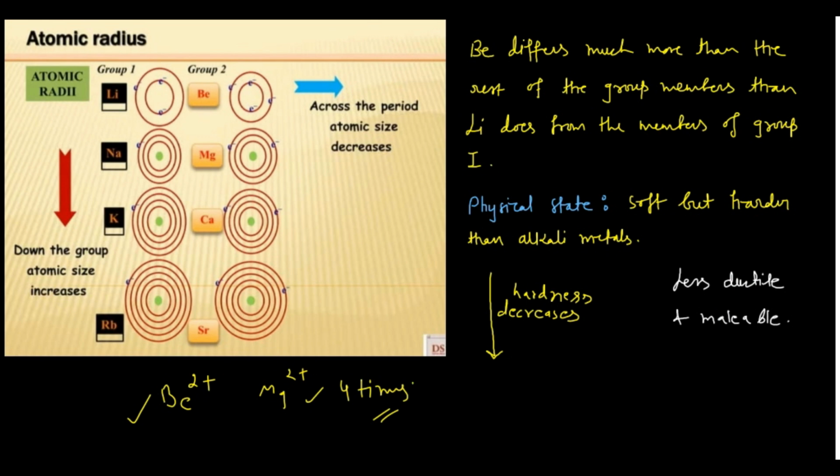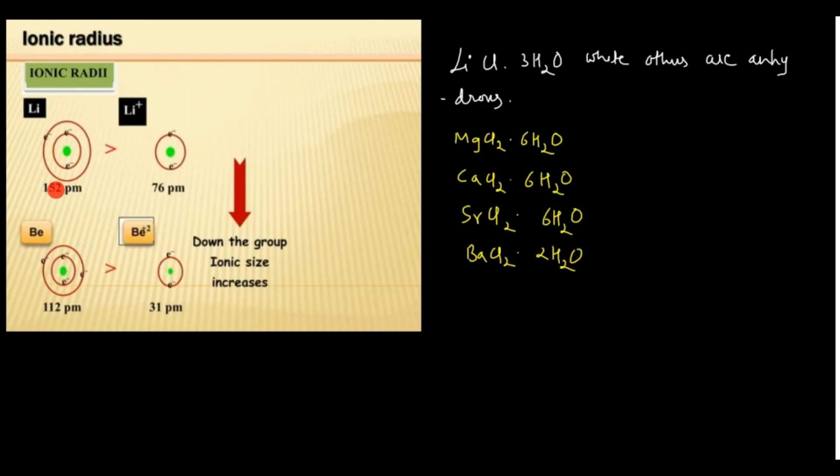Now, what is there in the next slide? Ionic radii again. I have explained this. See here the difference. The lithium atom is around 152 picometer, while the lithium ion is 176 picometer. It is quite smaller, and you know the fact that cations are always smaller than their parent atoms, because in the formation of the cation you have removed the electrons.